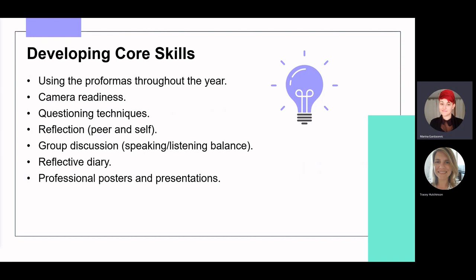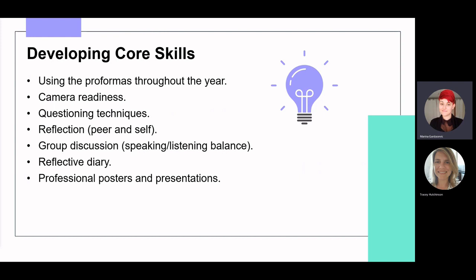Record students doing a task or a presentation maybe 2 or 3 times throughout the year, one in each term, and then students look back and reflect on this afterwards and they can also incorporate those reflections. We also have things like questioning techniques, again, that reflection, so both peer and self-reflection. Group discussion, so that balance between speaking and listening, and we'll discuss some resources about that in a moment. That reflective diary for science, and those professional posters and presentations.